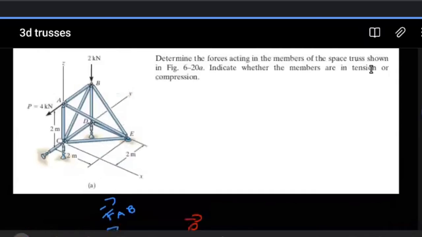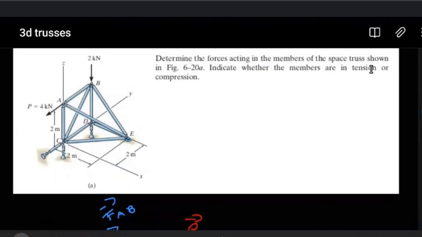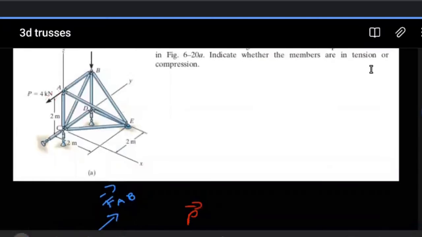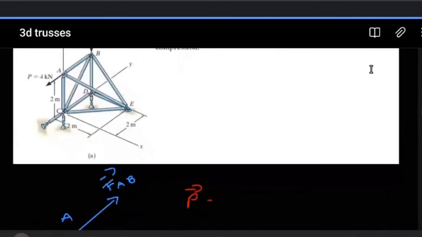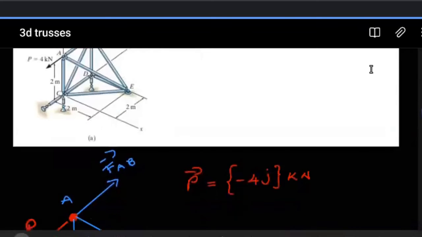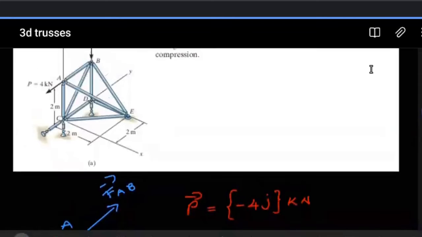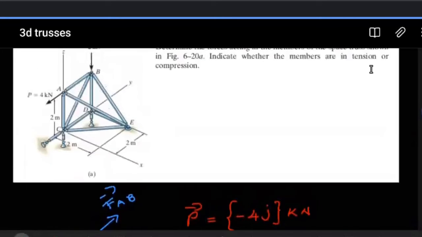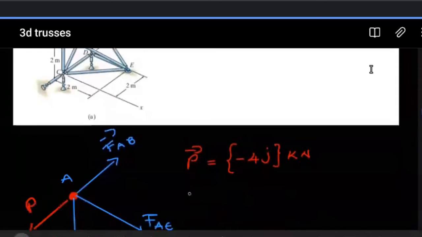Look at it very well. Negative J? Negative 4J. Yes, it is in the negative J axis and it comes out as negative 4J. If you're going to show the units, this is kilonewtons. So the force P has been dealt with. The next easiest one is the one along the member AB. That one should be easy. I hope when you look at it, you should be able to see it as well.